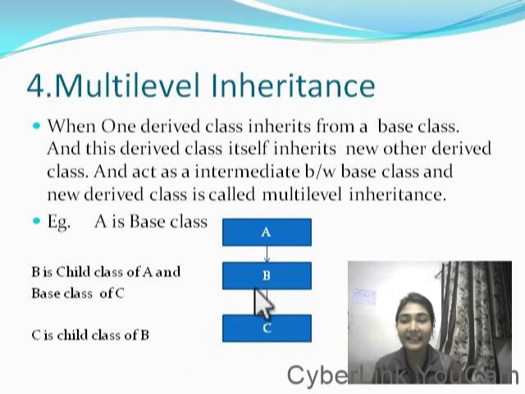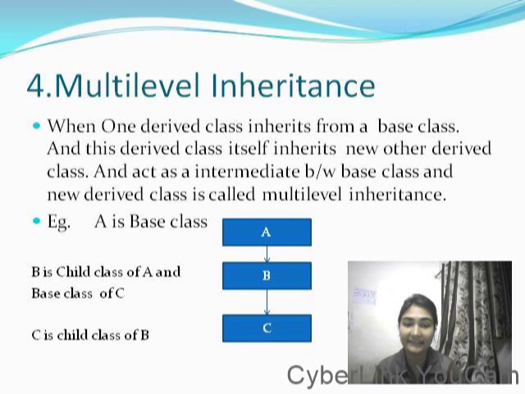Here B acts as an intermediate class, because B acts as a child class of A and B also acts as a base class for C. So it is called multi-level inheritance because this is performing multi-level. So it is called multi-level inheritance.